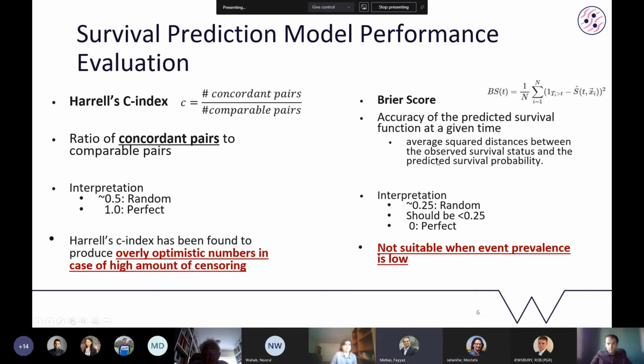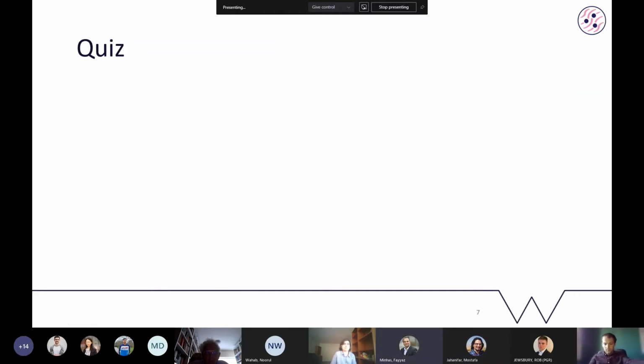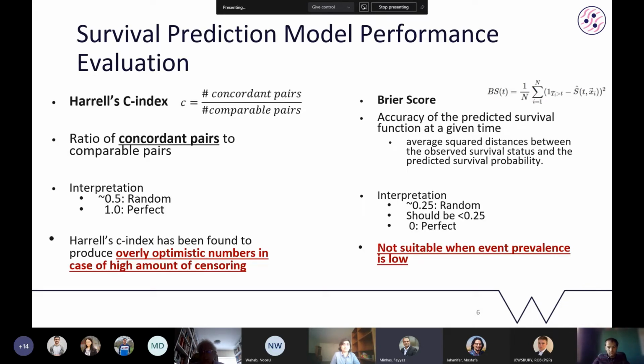Yeah, I think it's going to be Adam with the quiz if there are no follow-up questions. I just have a comment, Amina, if you can go back to the previous slide, sorry. So not suitable when event prevalence is low, and saying that in case of high censoring is actually exactly the same. Yes. I didn't want to repeat the same sentence on the slide. Okay. It means the same thing though. Yes.